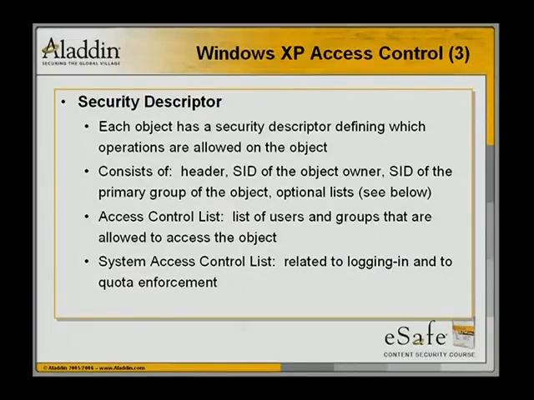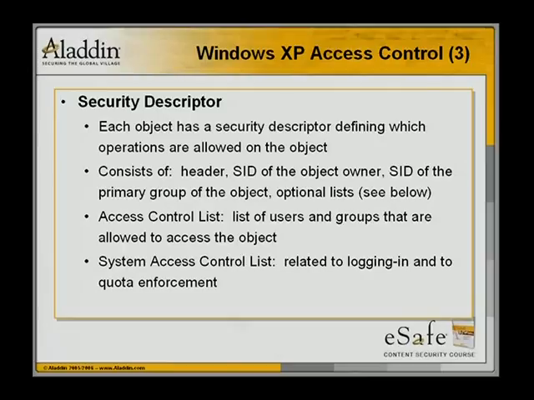Also, the security descriptor, as we can see in the slide, consists of a header, a SID of the object owner, and the SID of the primary group of the object, and also optional lists. The optional lists, as we can see below, are the access control list, which is the list of users and groups that are allowed to access the object, and the system access control list, which is related to logging and to quota enforcement.